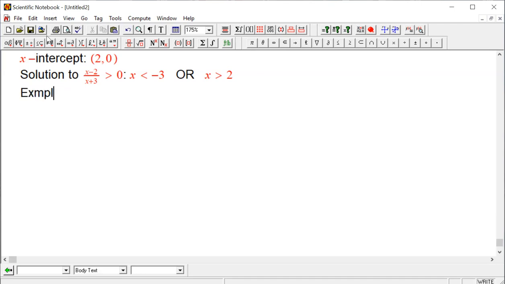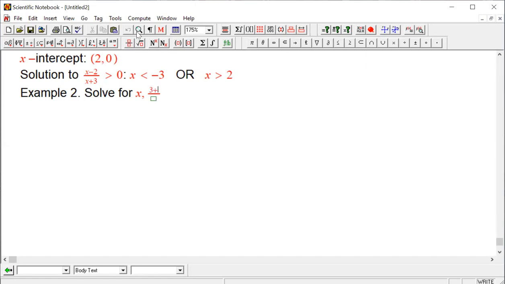Okay, example number 2. Example number 2 that I'm going to choose is a question from our homework, and there are some issues we want to address.